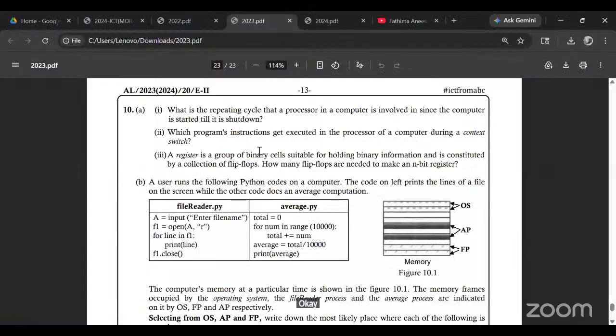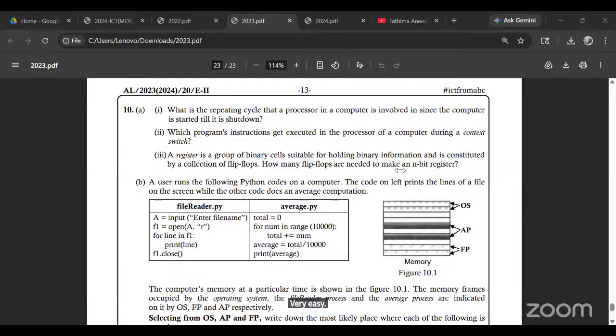Okay, so I hope you can see. So 2022, they are asking what is the repeating cycle that the processor in a computer is involved in from the time the computer is started till it is shut down. What is the repeating cycle? This is a theory question. Very easy.